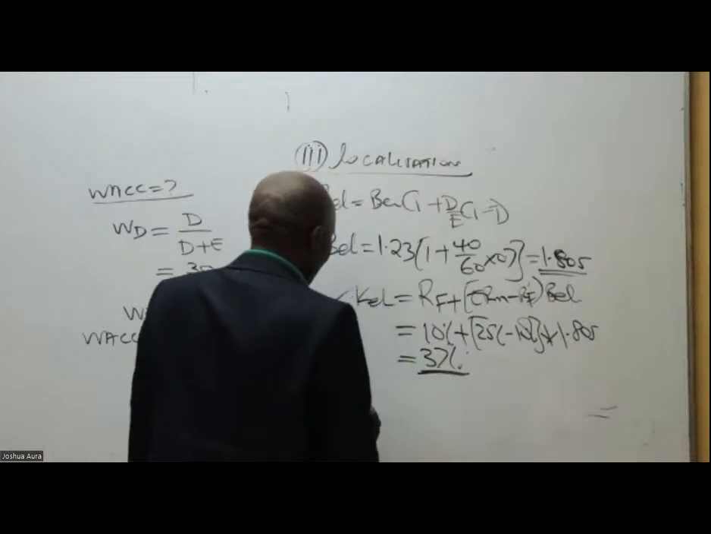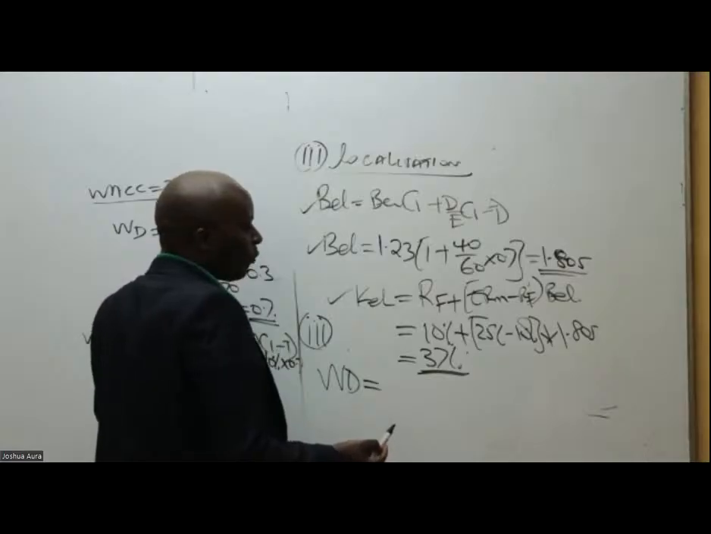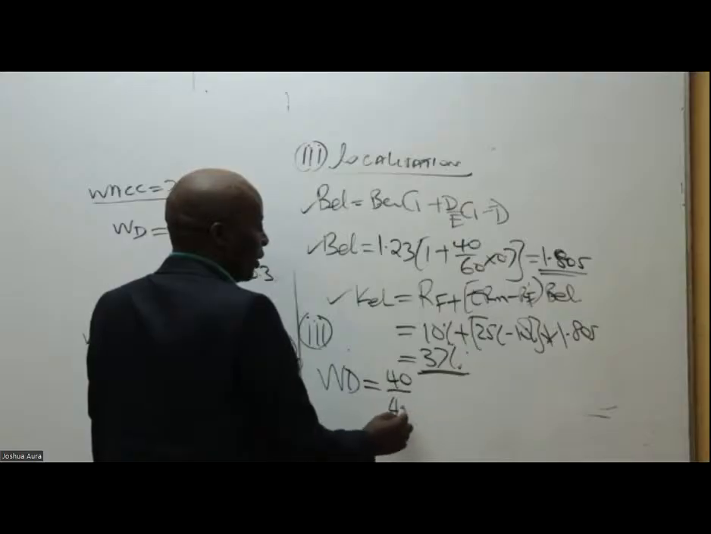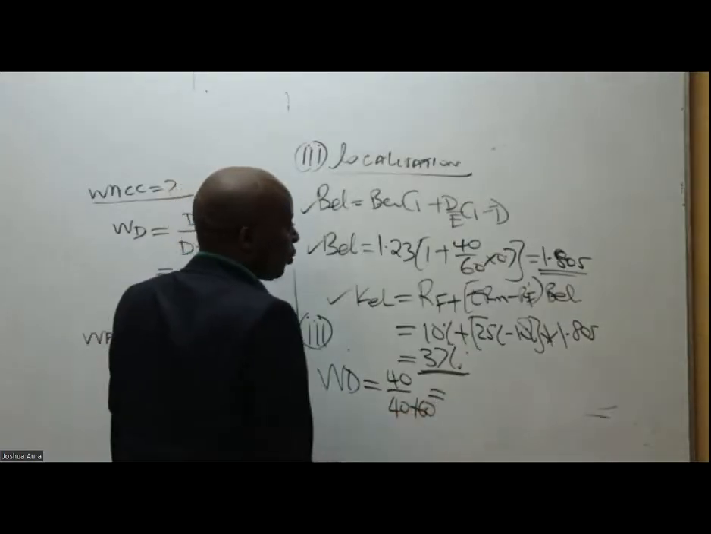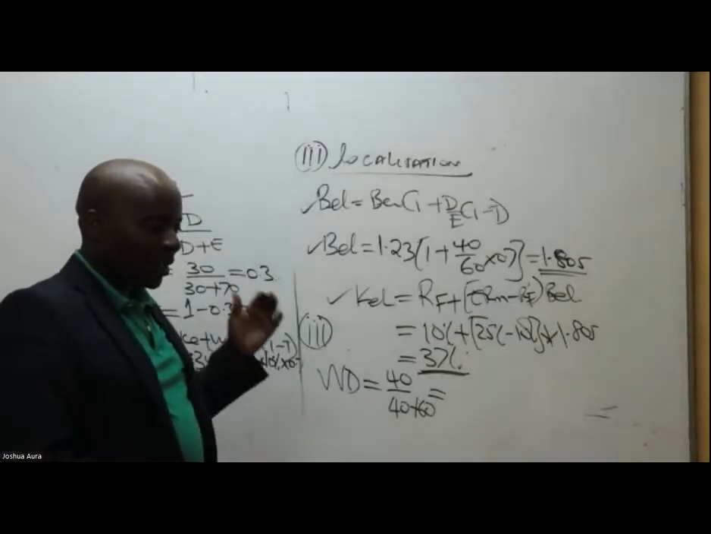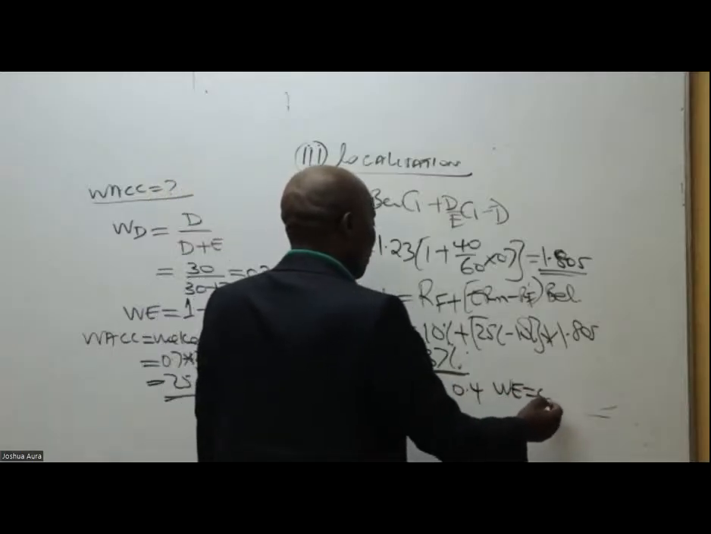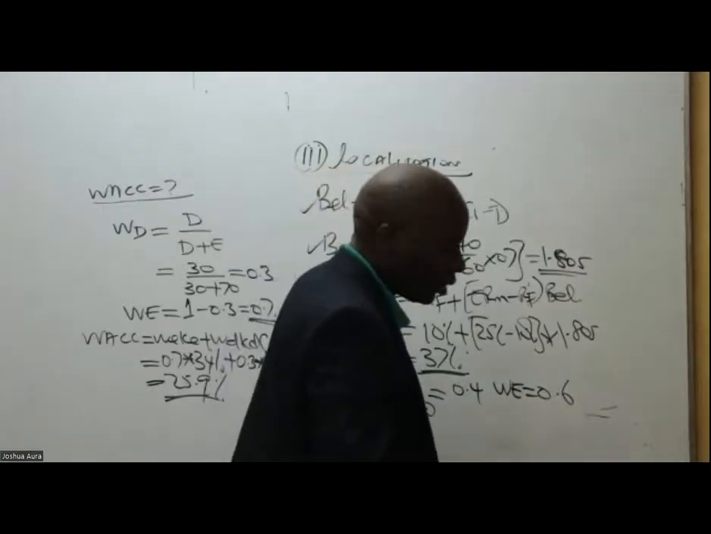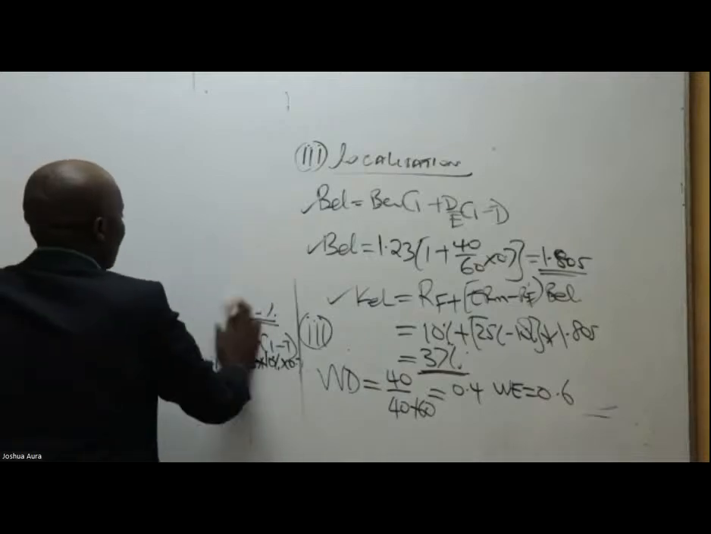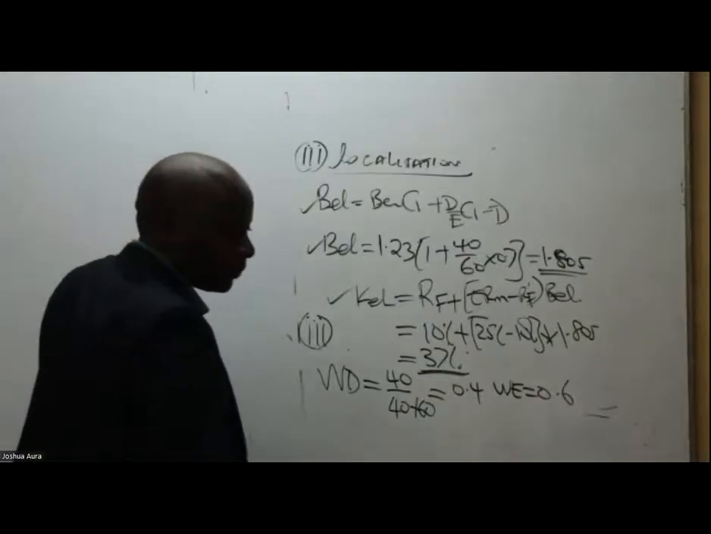And then, ladies and gentlemen, go ahead and give us WD, weight of debt. So weight of debt is 40 over 40 plus 60, which will be equal to 0.4. Thank you very much. And if debt is 0.4, then weight of equity will be 0.6.